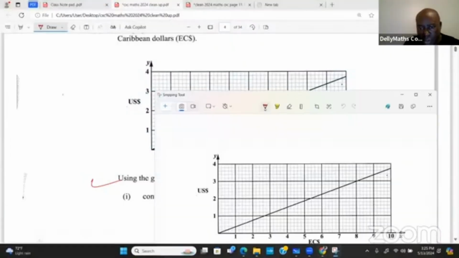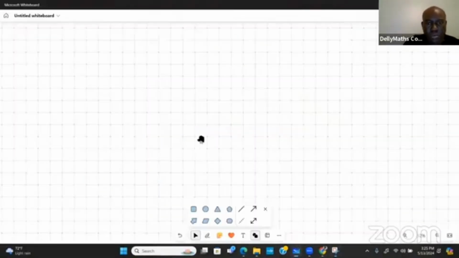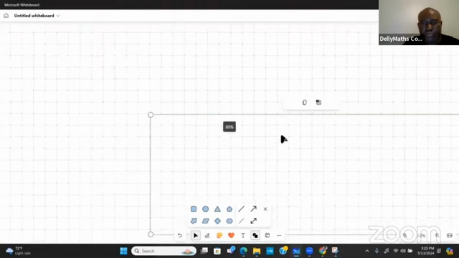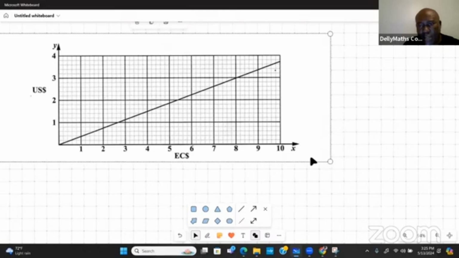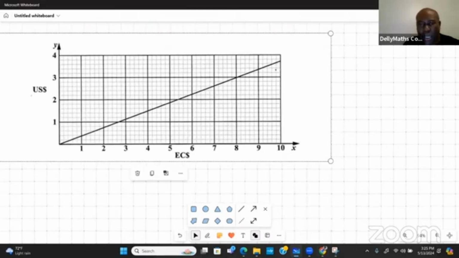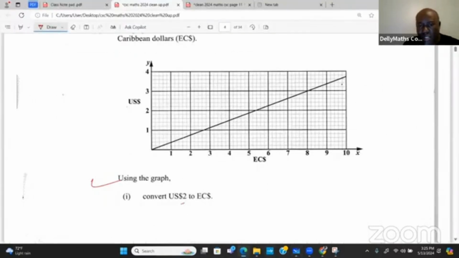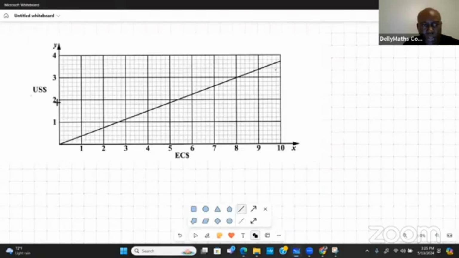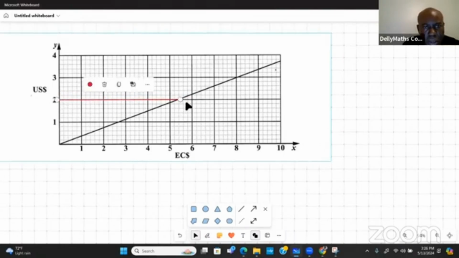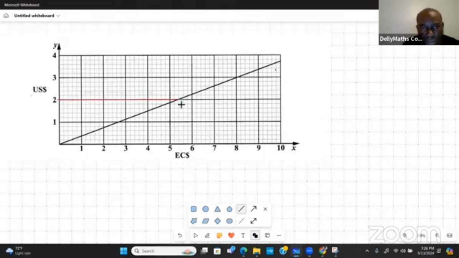All right, let's take a look at this. So what we're looking at is $2 US. We want to make sure that we're reading 2 US to EC. Let's go back. 2 US. I'm going to take a line where 2 is, right here. And the moment it touches the graph, I'm going to stop and take it down from here.